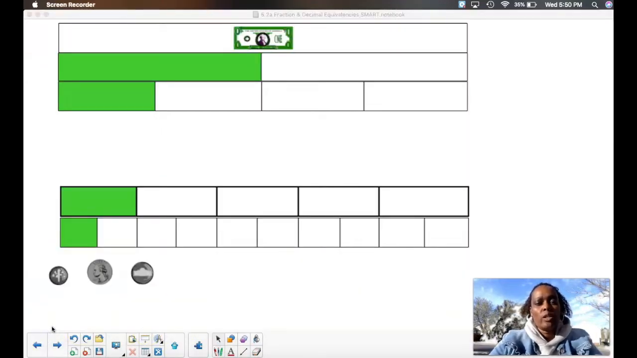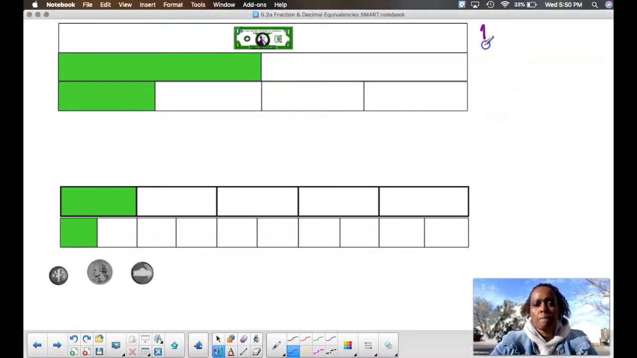What you see in front of you are some fraction strips. And as we always do with our fractions and our decimals, we have determined what our whole will be today. Our whole is represented by a $1 bill, and you see that at the top. So I'll go ahead and write that in. This is our one whole, $1 bill.